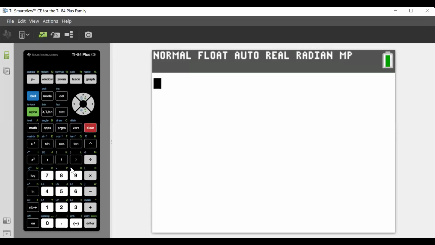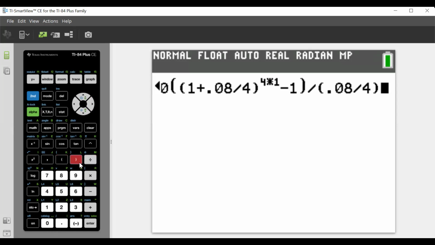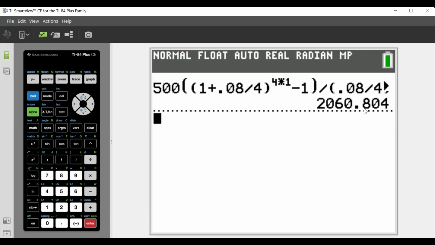So clear that out. So we had 500 deposit times 1 plus 0.08 divided by 4 to the power of 4 times 1, minus 1, parenthesis now, divided by 0.08 divided by 4, and we get $2,060.80. Now, we have to think about this. How many times did we deposit? We deposited 4 times. So 4 times 500 is 2,000, subtracted from the 2,060.80 is going to give us $60.80 in interest. So I think that's what they were asking for.